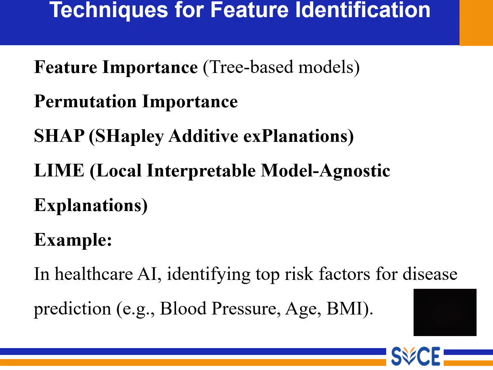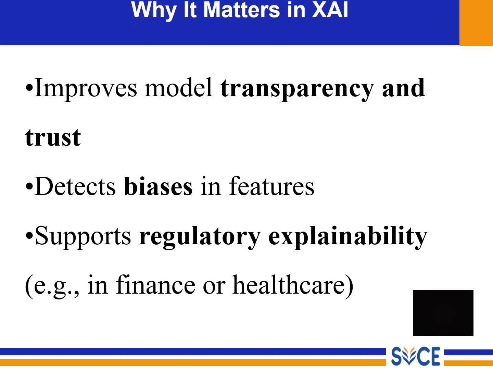For example, in healthcare, SHAP might show that blood pressure and age were the top factors in predicting heart disease. So doctors can actually see what the AI considered important. Move to the next slide.